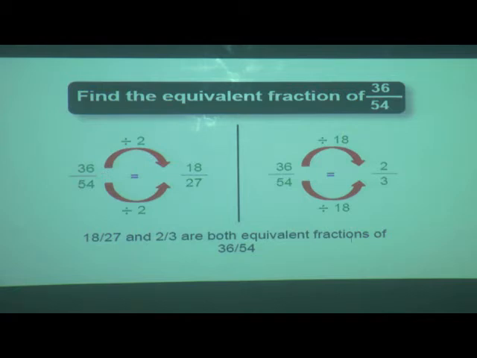You can take your own example here. Take an even number so it will be easier for you. Get your own example and try to reduce it, and you will find a number of equivalent fractions for the number you take. Okay, my dear students, I think you understood what an equivalent fraction is.